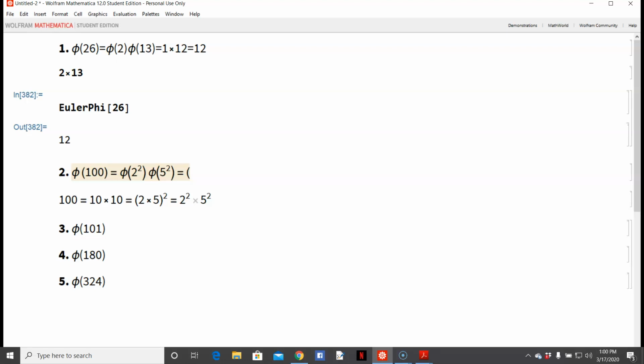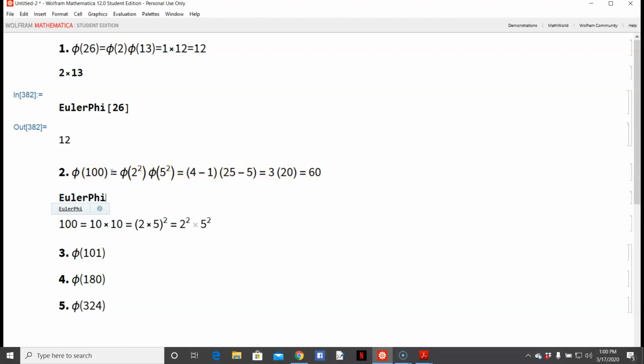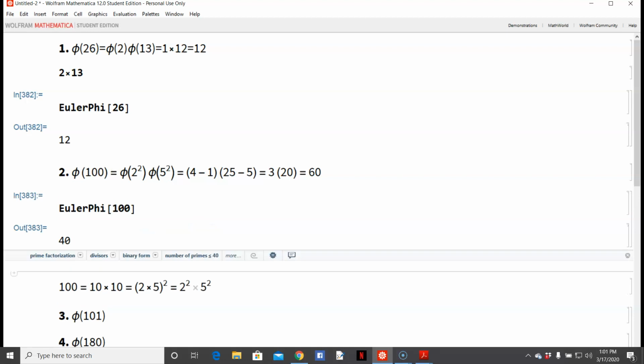The Euler phi of 2 squared is 2 squared, 4, minus 2 to the first. And then the Euler phi of 5 squared is 5 squared minus 5 to the first. So 25 minus 5. So the Euler phi is 3 times 20, otherwise known as our good friend 60. And if we want to verify that, we find out I'm wrong. Where did I make my mistake?